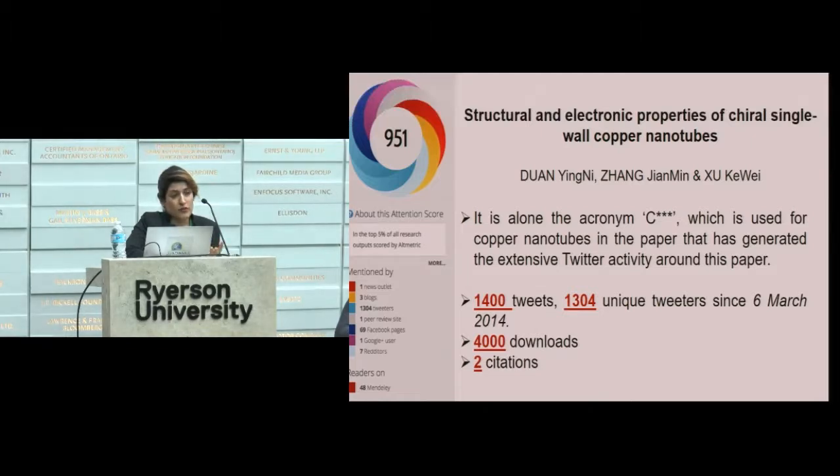Then 1,400 tweets from 1,304 unique tweeters since the 6th of March 2014. The paper was published in February 2014, 1 month after publication, and then 4,000 downloads, but only 2 citations.